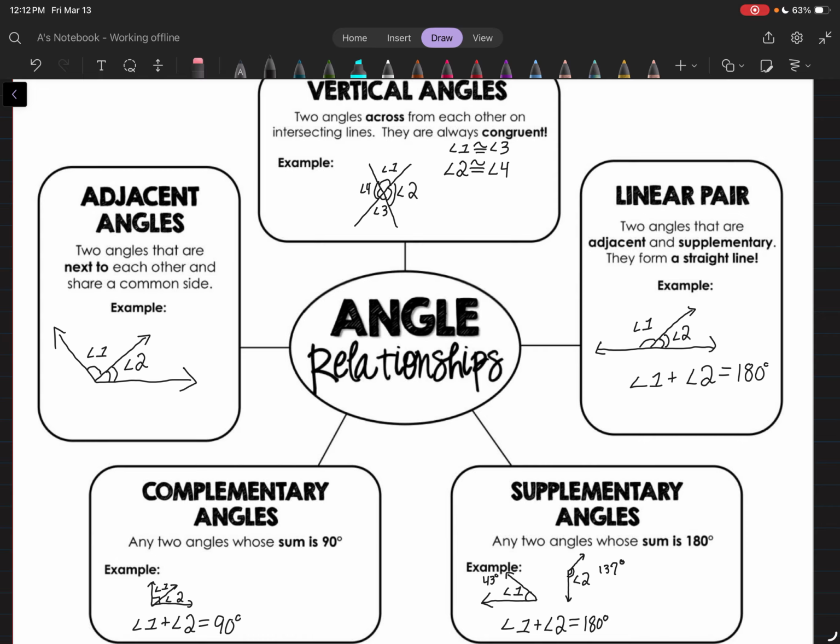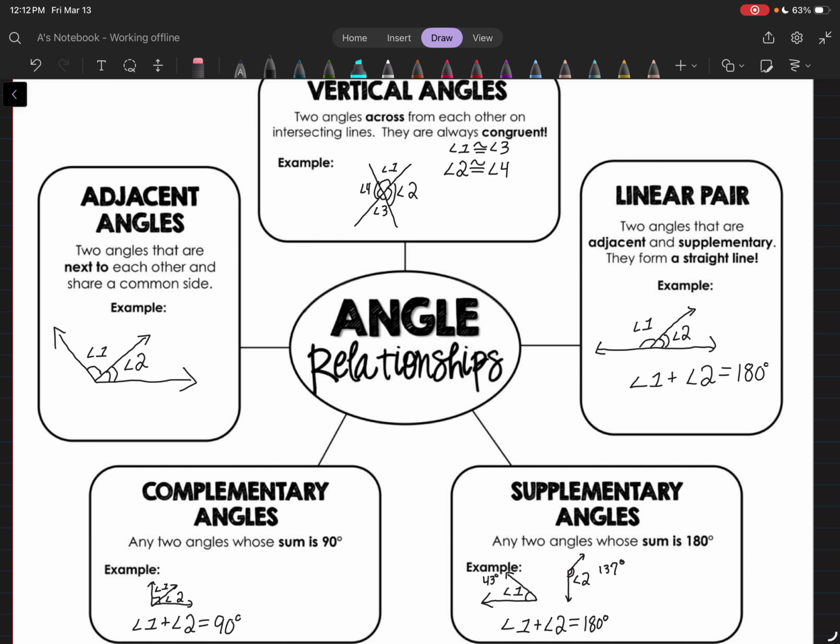Vertical angles are angles that are across one another on intersecting lines. These angles are always congruent. So angle 1 is congruent to angle 3 in the diagram that I've shown. Likewise, 2 and 4 are congruent. Adjacent angles are just next to each other and they share a common side.